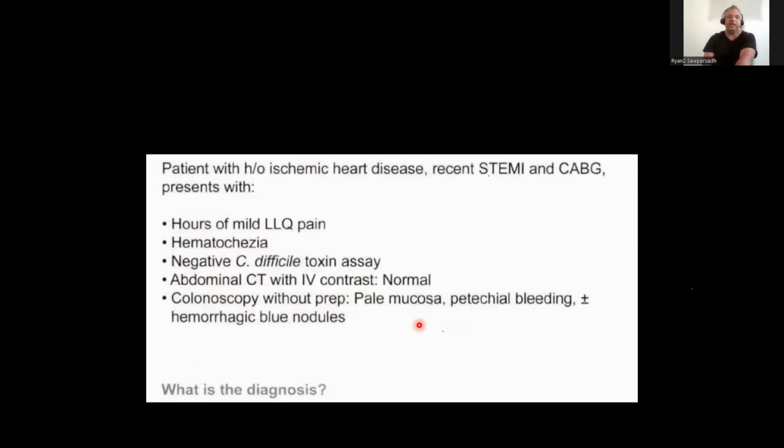Patient with history of ischemic heart disease, recent STEMI and CABG, presents now with left lower quadrant pain, hematochezia, negative C. diff. Abdominal CT with IV contrast is normal. Colonoscopy without prep shows you pale mucosa with patchy bleeding. You may have hemorrhagic blue nodules, guys. So you know that this is some type of ischemia, and so it has to be ischemic colitis.